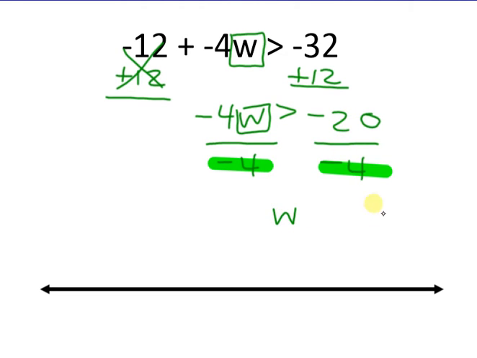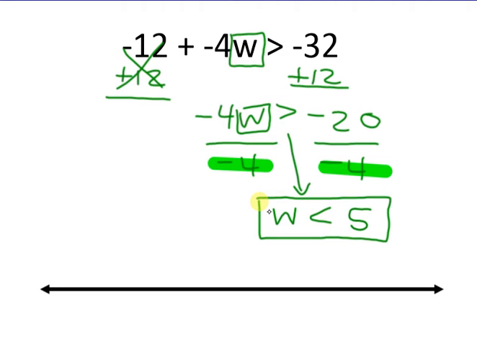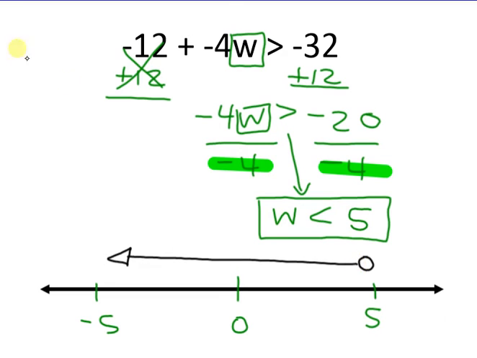Negative 20 divided by negative 4 is 5. But because I divided by a negative number, I have to flip my sign. See what I did? I flipped it around. So your answer is W is less than 5. And then you just go ahead and you graph. This tells me open circle over the positive 5, arrow going to the left.